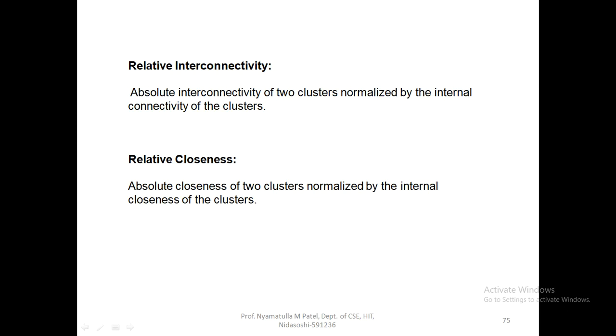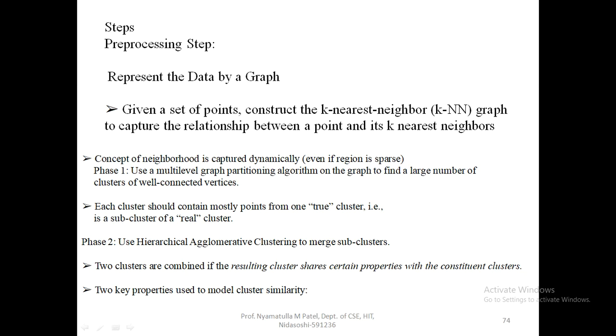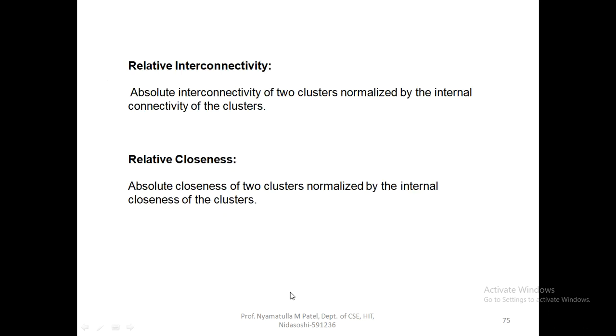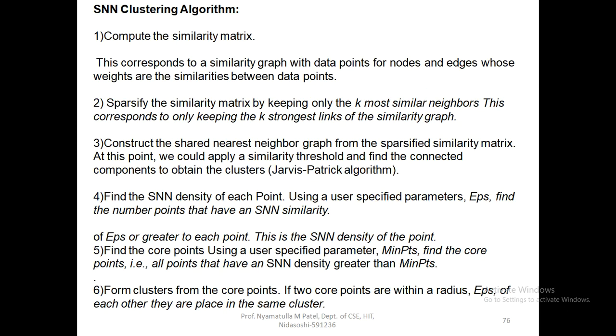Then coming to the other property, called relative closeness: the absolute closeness of two clusters normalized by the internal closeness of the clusters. So, these two are the key properties used to model cluster similarity. Relative interconnectivity is the absolute interconnectivity of two clusters normalized by the internal connectivity of the clusters, and the second one is relative closeness, the absolute closeness of the two clusters normalized by the internal closeness of the clusters.